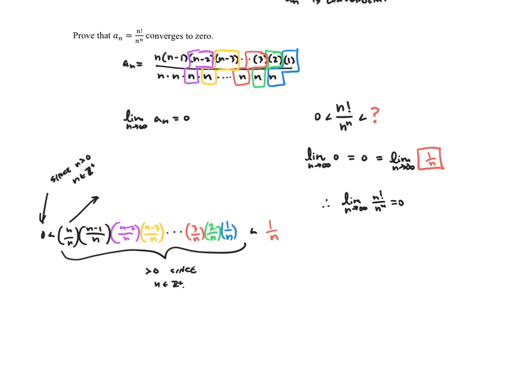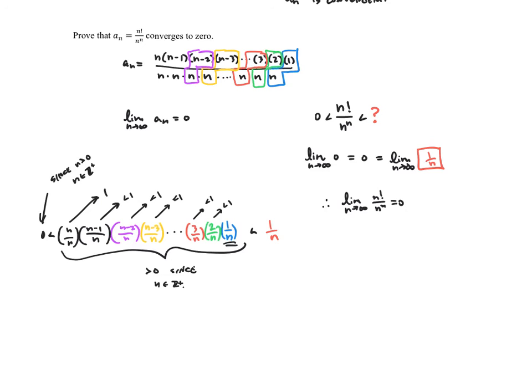Well, n over n is going to be equal to 1. n minus 1 over n will be something less than 1. So will n minus 2 over n. That'll be less than 1. This will be less than 1, this will be less than 1, and less than 1. So if I multiply 1 over n by a bunch of stuff that's less than or equal to 1, then it'll be less than 1 over n.